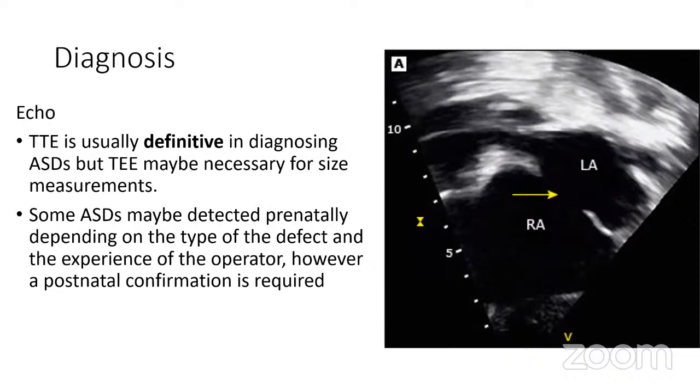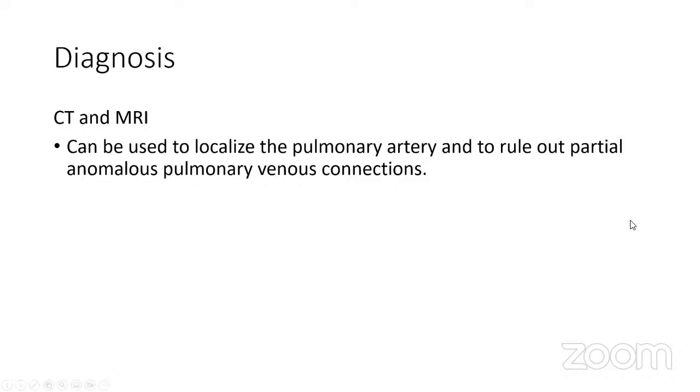Transthoracic echo is usually definitive in diagnosing the ASDs, but transesophageal echo may be necessary for size measurements. Some ASDs may be detected prenatally, depending on the type of the defect and the experience of the operator. However, a postnatal confirmation is required. CT and MRI can be used to localize the pulmonary arteries and to rule out partial anomalous pulmonary venous connections.